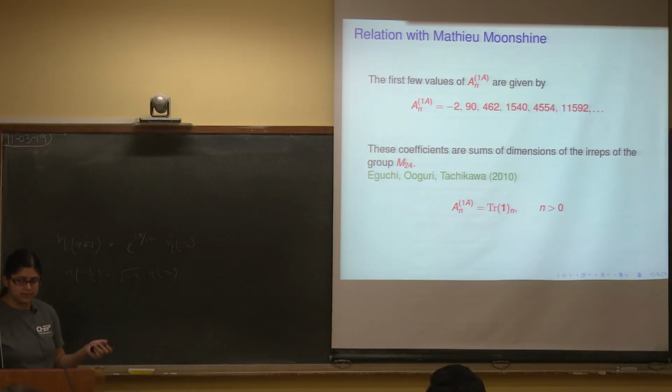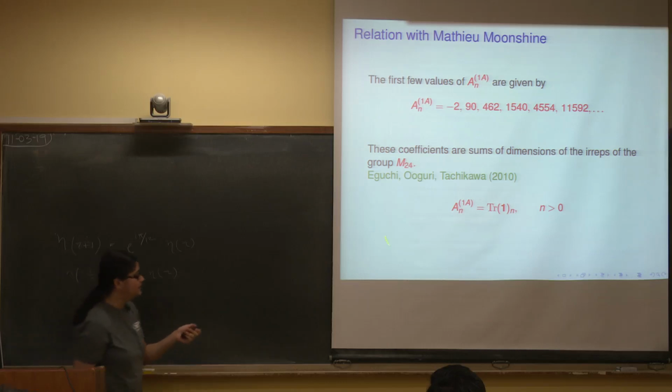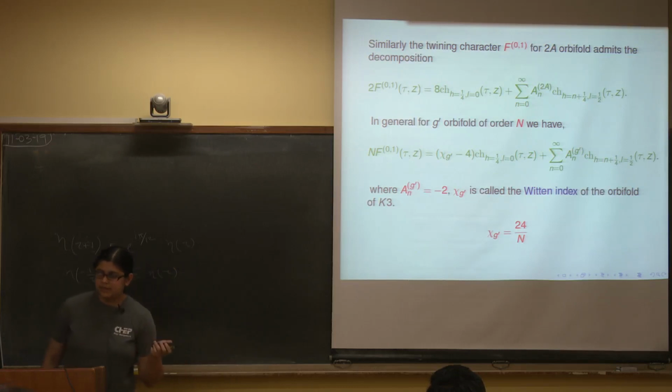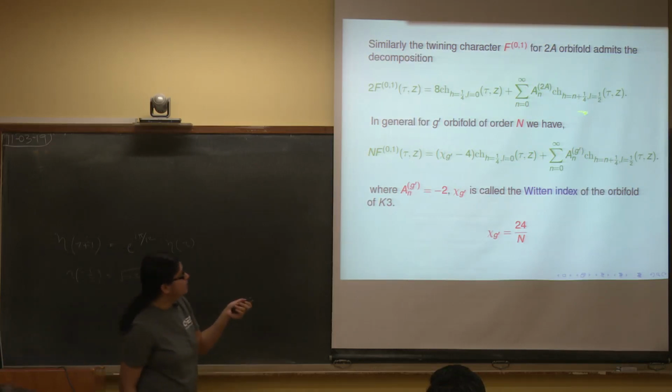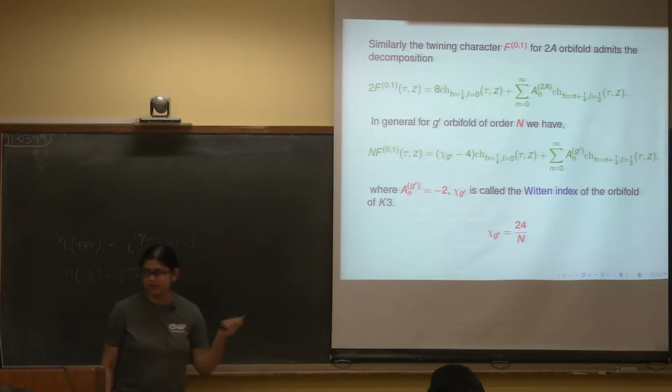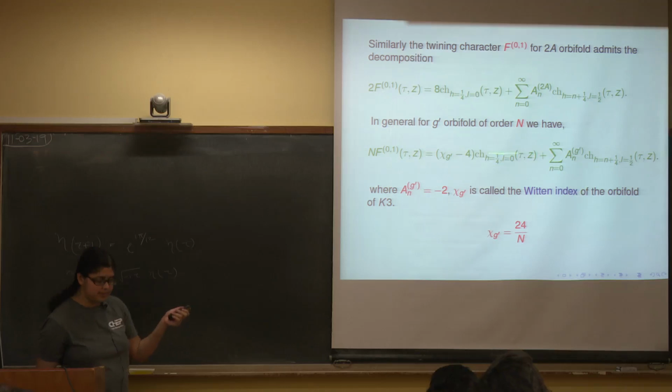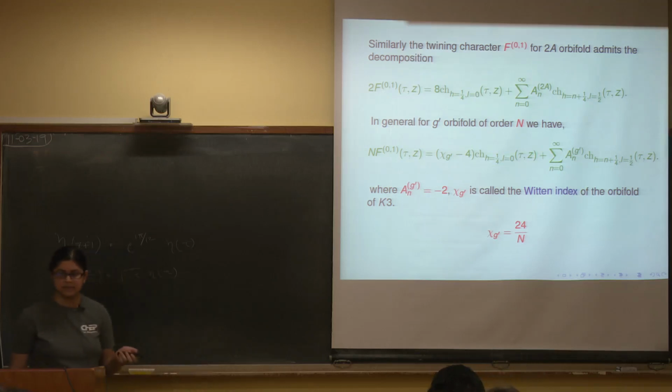Now, one can write this A_n like this, and from the character table you can just read it. Now, similarly for the 2A orbifold, this is the formula, and A and 2A can also be read off from the character table, and for a general G prime orbifold you can write it still with the superconformal characters, and this chi is actually the Witten index and it is given by 24 by n.